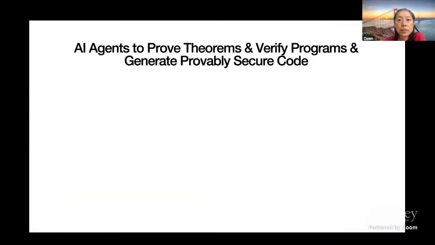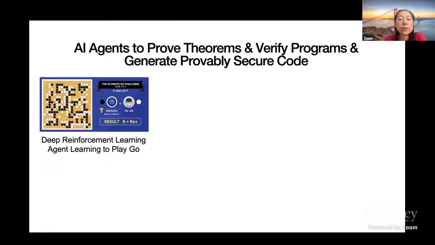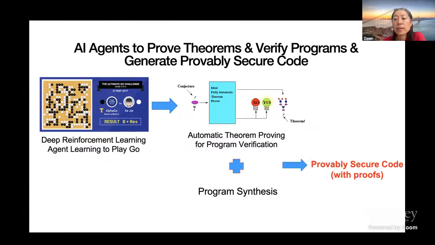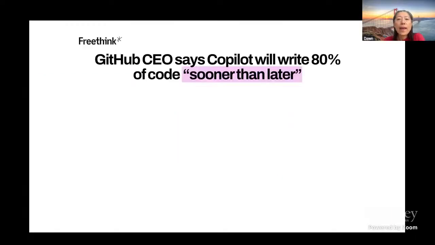And using this approach, we hope that we can develop AI agents that, instead of just playing games like Go, can actually automate theorem proving for program verification. And when used in conjunction with program synthesis, instead of just generating code, which has no security guarantees, we can now actually generate provably secure code.